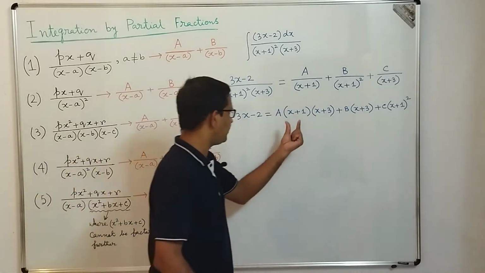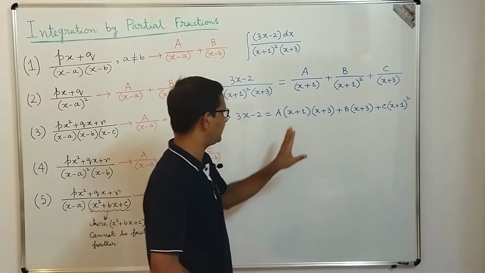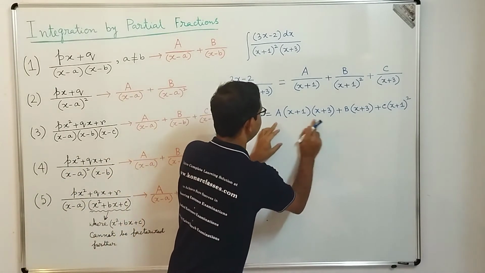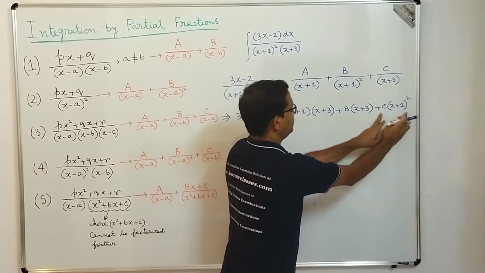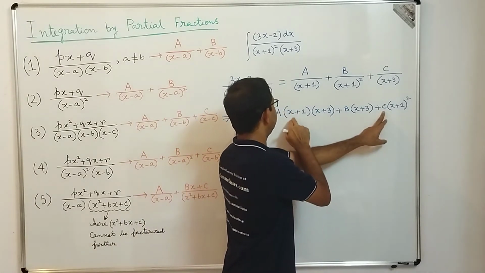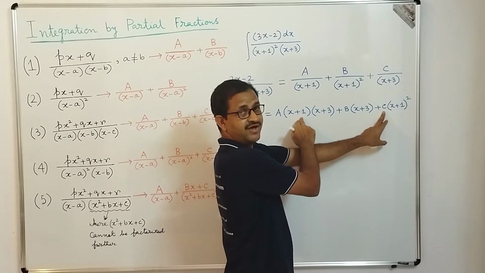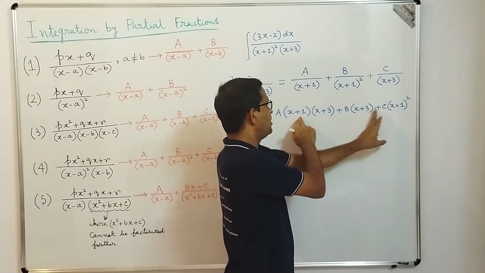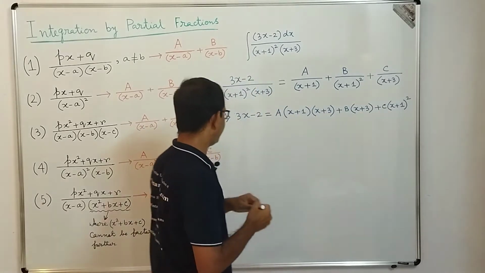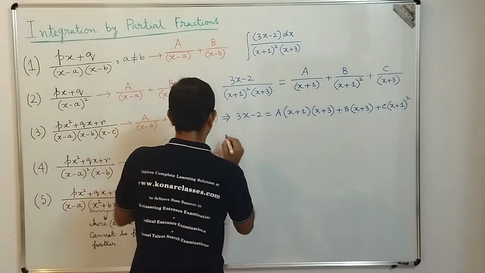Why? Because if we apply the value of x equal to minus 1, then this expression will be 0. This will also be 0, because in both these expressions there is x plus 1 and we are applying the value of x equal to minus 1. But this will not be 0. So let's apply x equal to minus 1.